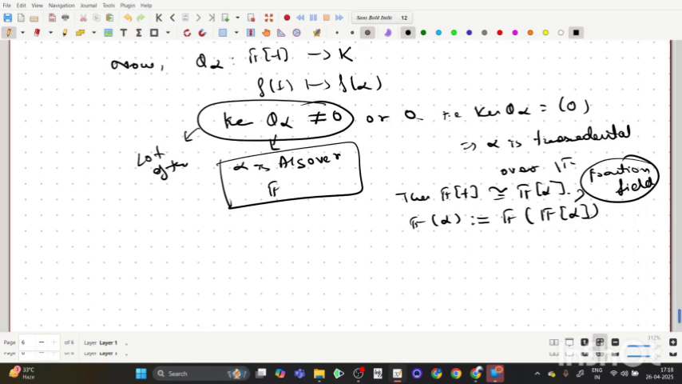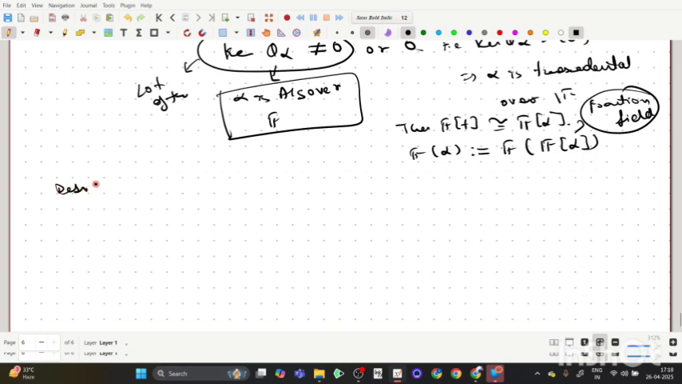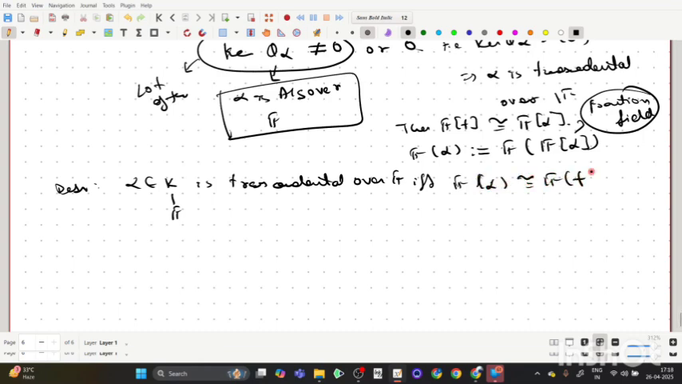A simple collection of definitions now. Definition. So what we can conclude is that alpha in K, as an extension over F, is transcendental over F if and only if F(alpha) is isomorphic to F(t). This is the fraction field of F[t], which is the collection of all rational functions over F.